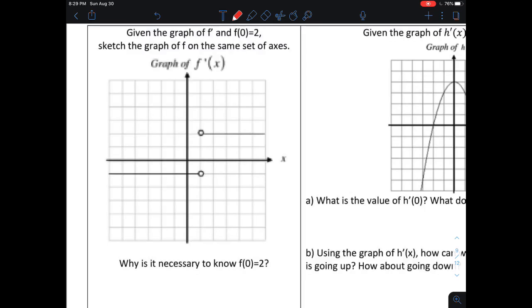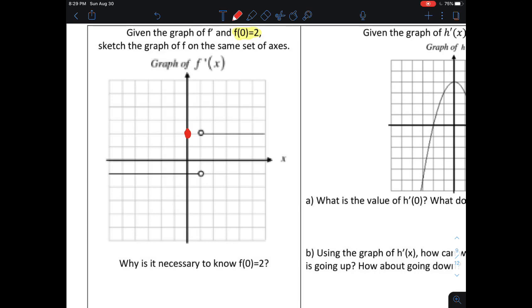Okay, now let's start looking at trying to go the other way. So given the graph of f prime, so we're given the graph of the derivative, and we're told that f of 0 is equal to 2. I want to attempt to sketch the graph of f in the same set of axes. Well, I know that f of 0 is 2, so I'm going to put that point on my graph. Now, I need to come up with a way to determine how to graph this.